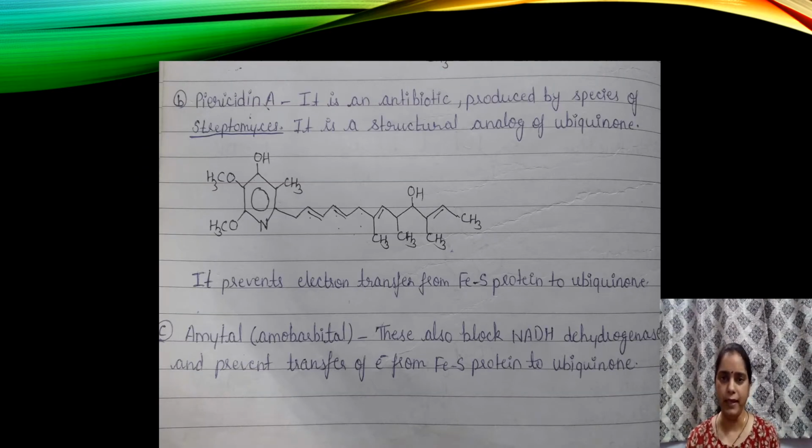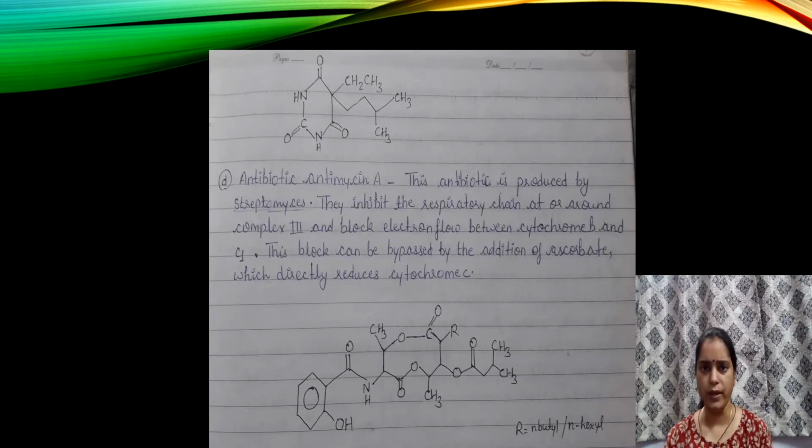Next, piericidin A. It is an antibiotic that is produced by a species of streptomyces, and it is a structural analog of ubiquinone, that is the electron transporter in the electron transport chain. It resembles its structure and prevents electron transfer from iron sulfur protein to ubiquinone. Then the third one is amytal, that is also known as amobarbital. This also blocks NADH dehydrogenase complex, that is complex 1, and prevents transfer of electrons from iron sulfur protein to ubiquinone. This is the structure of piericidin.